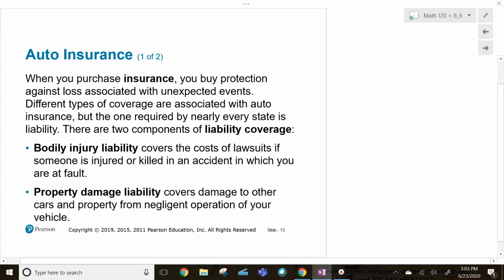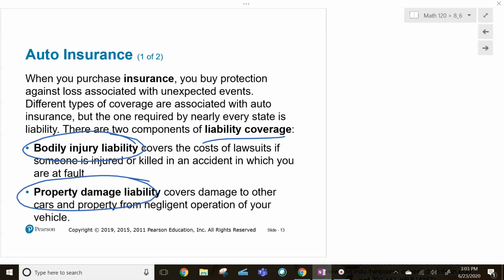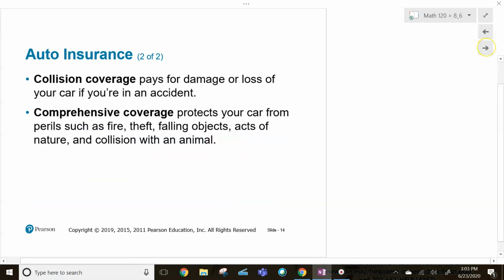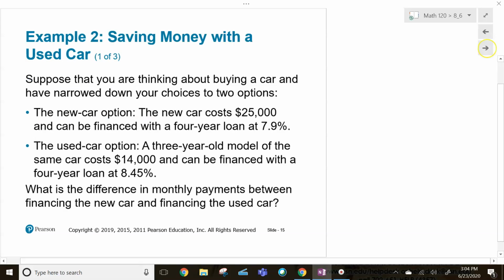Auto insurance. There are two types of liability coverage: bodily injury liability and property damage liability. I'll let you read through each of those. You also have collision coverage, which pays for the damage or loss of your car if you're in an accident. Comprehensive coverage, where you pay more, protects your car from perils such as fire, theft, falling objects, nature, collision with an animal, any comprehensive, right? Or if the other insurer who is at fault does not pay.